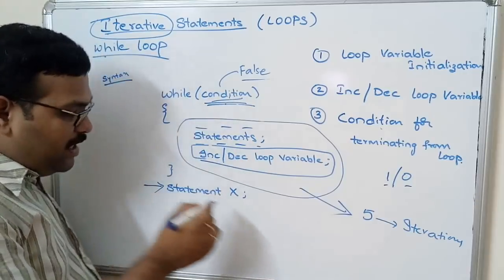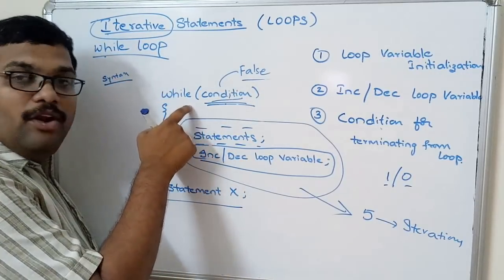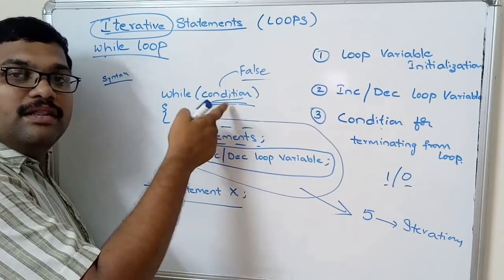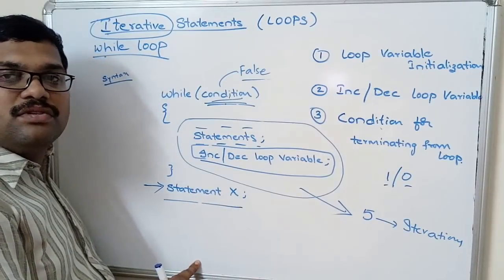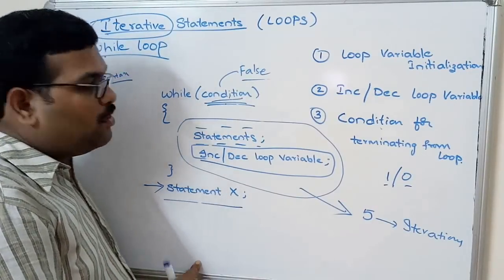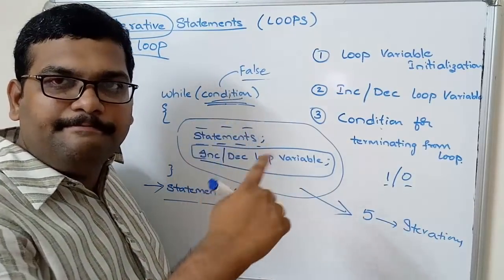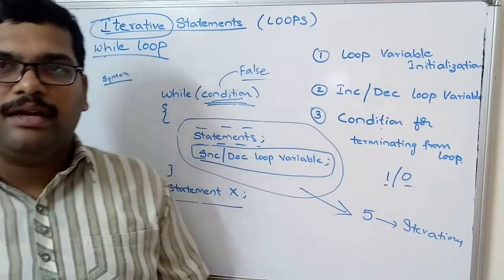So here, this statement X is not a part of the while loop. This is outside the loop. If the condition fails, then this statement will execute, and from here the sequential execution starts. Until this condition fails, this block of statements will execute repeatedly. Now let us have an example so that you can clearly understand.